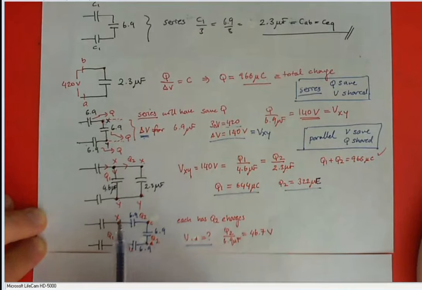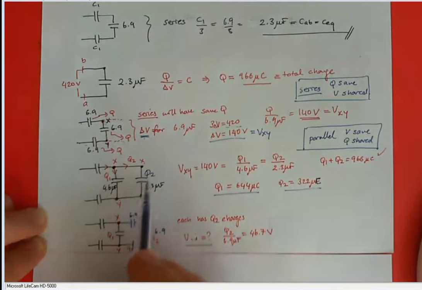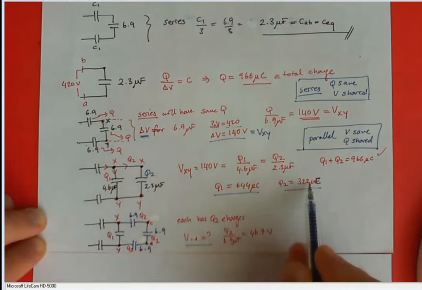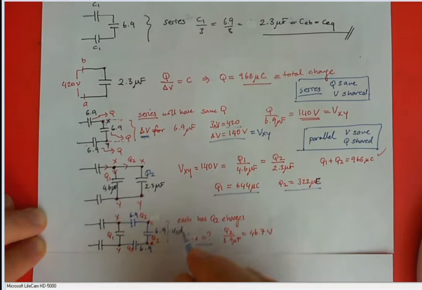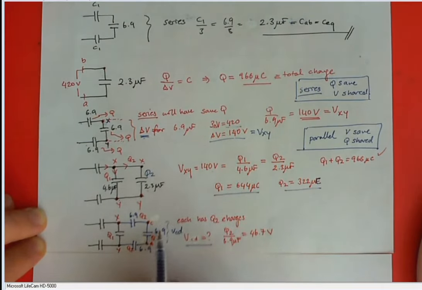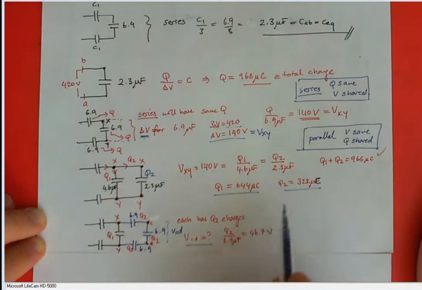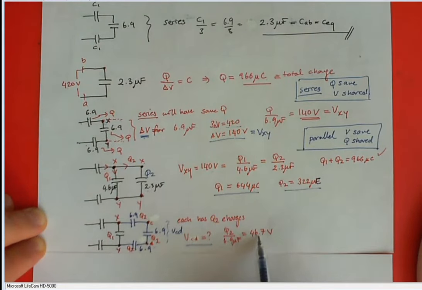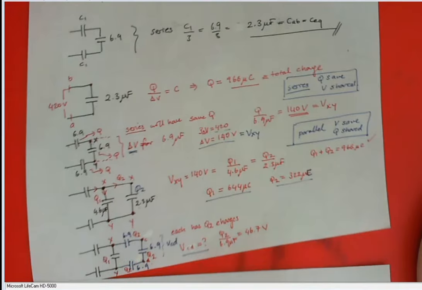So VCD: this has charge Q2, this one 2.3. So this will have the same charge, which is 322 microcoulomb. This has the same Q2 charge, and this has the same Q2 charge. If you want to figure out the potential here, VCD, that potential is the charge divided by the capacitance value. So that would be 322 divided by 6.9, and that is 46.7.